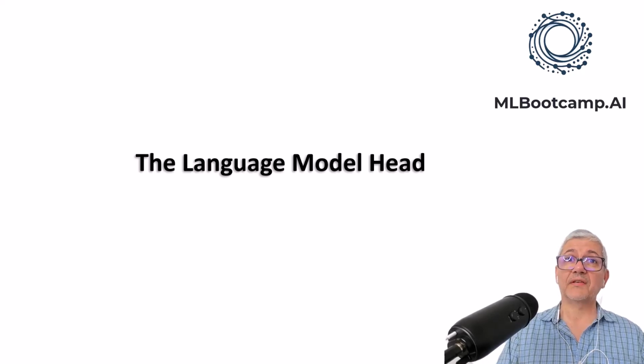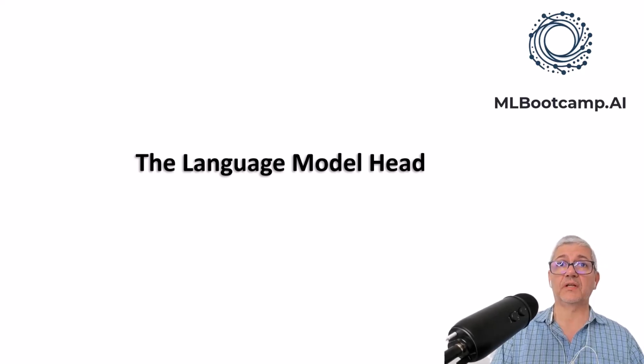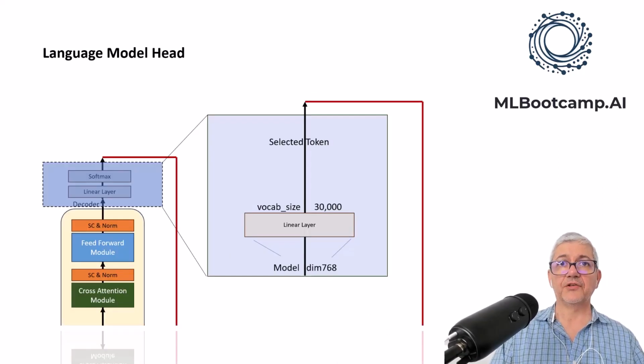The autoregressive decoder, that is, the transformer that predicts the next token like ChatGPT, ends with something called the language model head. This head is comprised of a linear layer and a softmax. The linear layer is a fully connected neural network layer. Its primary function is to map the model's internal representation, which is in the dimension of the model, like 512 or 768, into the vocabulary dimension.